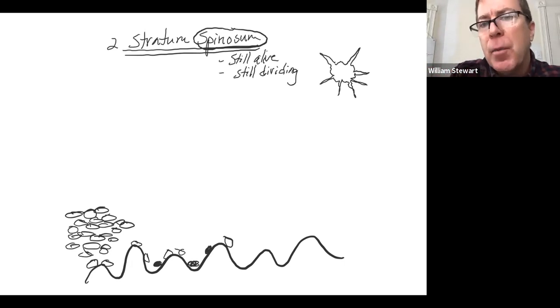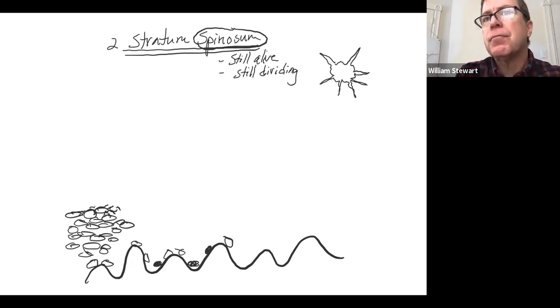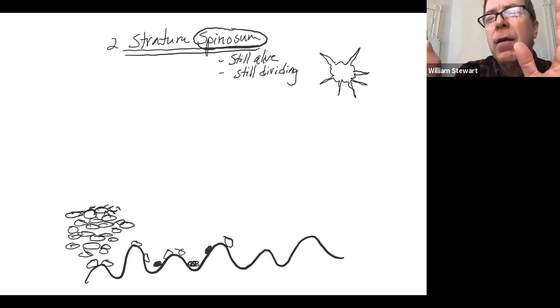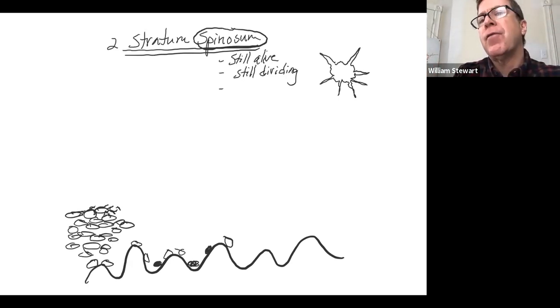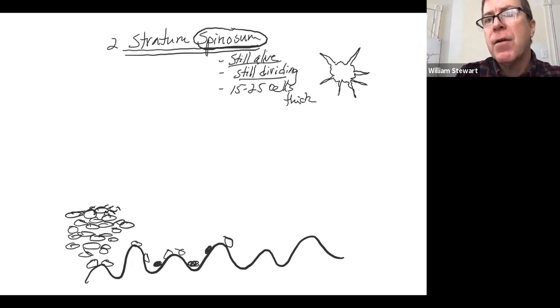That starts to help interlock these cells together to provide tighter junctions in these cells. The main characteristics to remember about this layer is that it's anywhere from 15 to 25 cell layers thick. Cells are still living, still dividing. Then we're going to get up to layer number 3.